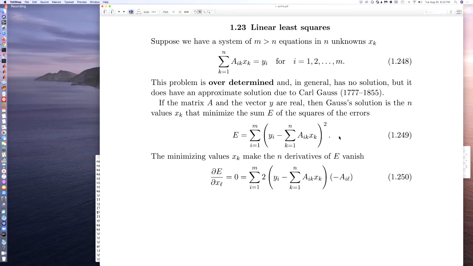The natural thing to do is to minimize the error. And the way you minimize this, which is a function now of these n unknowns, the n unknown x_k, k goes from 1 to n, is that you set the partial derivatives of the squared error equal to 0. And the partial derivative then is this.